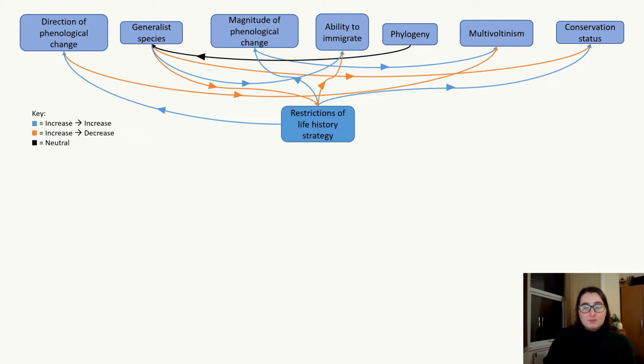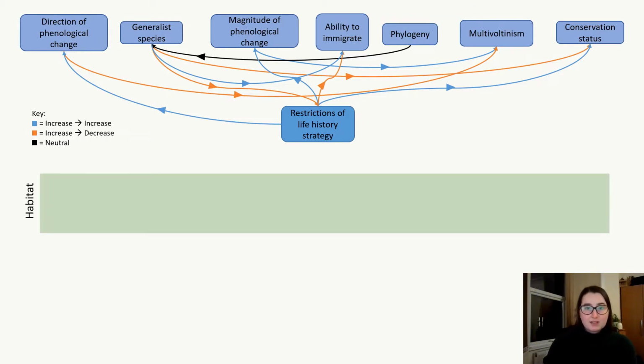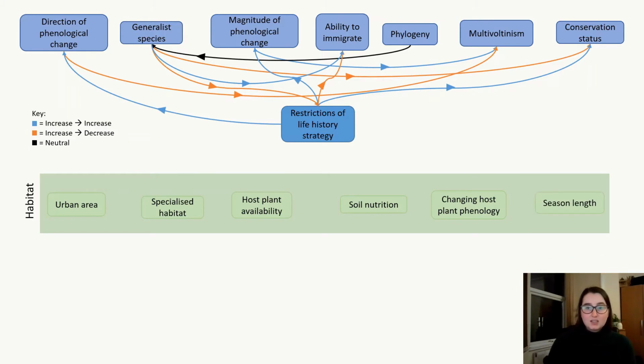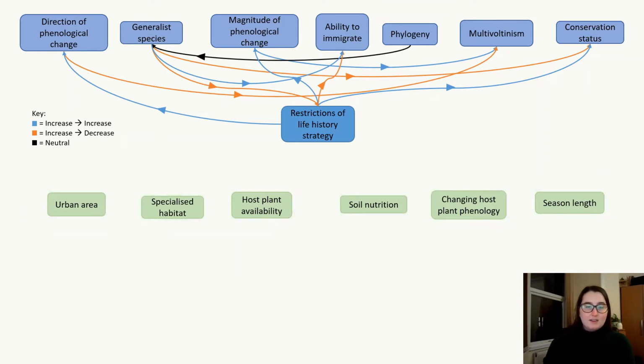So the habitat of species will also impact the restrictions of the life history strategy, and this includes whether it's urbanised or it's a specialised habitat, whether the host plant is available, the soil nutrition, whether the host plant phenology has changed, and the season length as well. Now, as supporters of NHSN, we know all too well how urban area can encroach on specialised habitats. So we can see here that urban area will, as it increases, cause a decrease in specialised habitat.